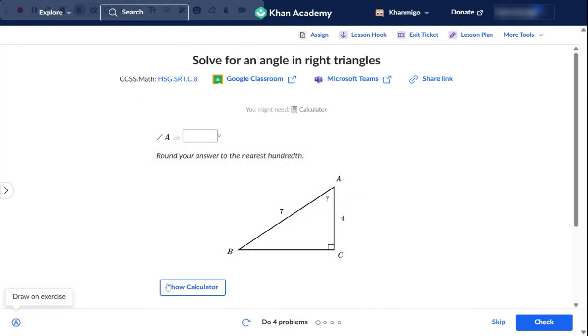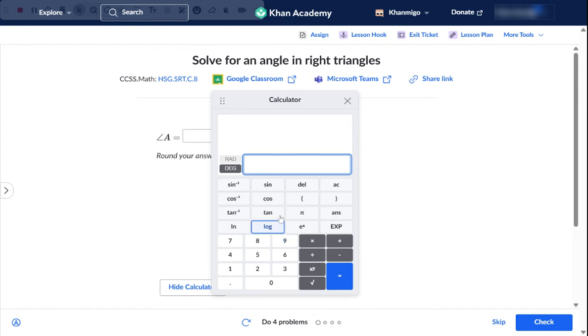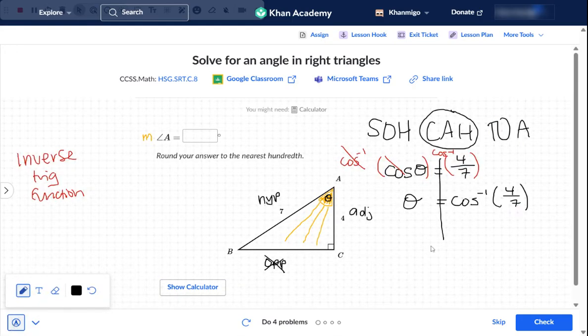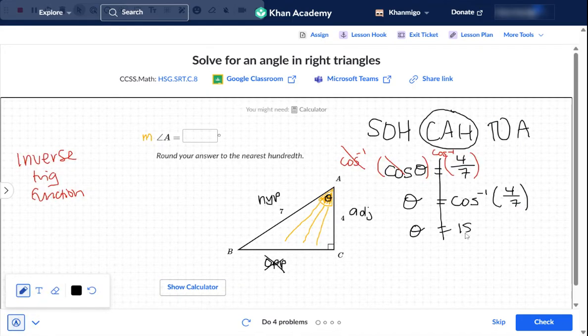There is a calculator, so we have to toggle through it. We'll go to inverse cosine of 4 divided by 7. What did it say to round to? Round to the nearest hundredth. Hundredth is the second decimal place, so next door is a 0. So 15, oh my goodness. Here's 15.15, I believe. I think I was moving numbers around somehow.